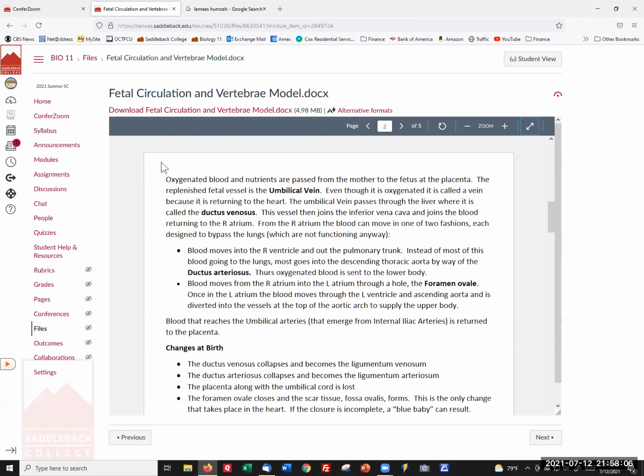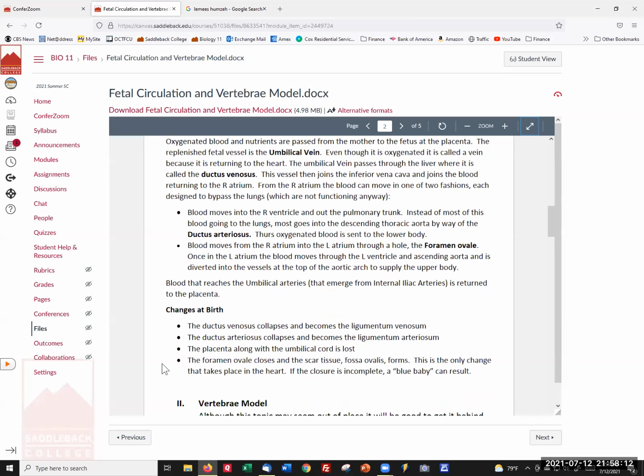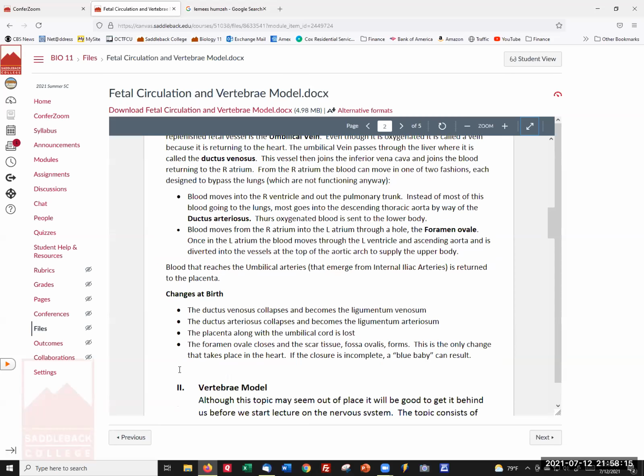Here it is in text, by the way, okay? You have it in your book. Well, I wrote it out too. Here's the 4 changes that occur at birth.